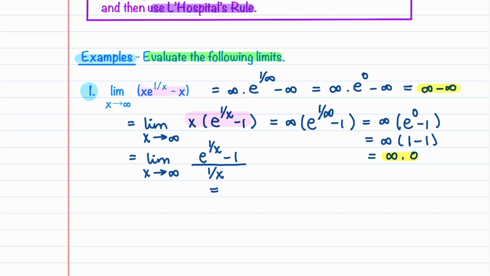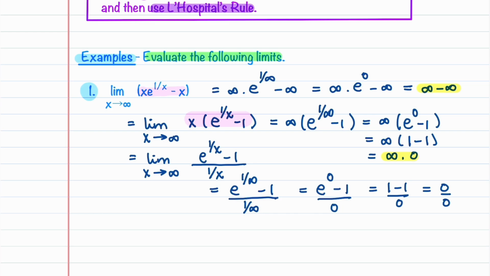Let's see what that is equal to. We're going to let x go to infinity. So this is e to the 1 over infinity minus 1, all divided by 1 over infinity. 1 over infinity is 0, so this is e to the 0 minus 1, all over 0. So we get 1 minus 1 over 0, and we get 0 over 0. Now, finally, we have a form that we can use L'Hopital's rule on. I'm going to put an LH over here so we know that we are using L'Hopital's rule. And now we're going to take the derivative of the numerator and the derivative of the denominator.